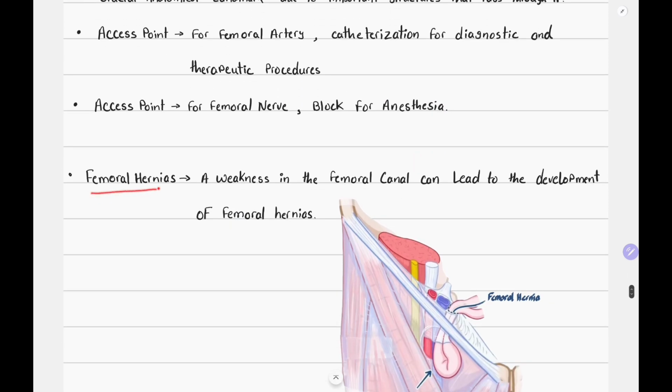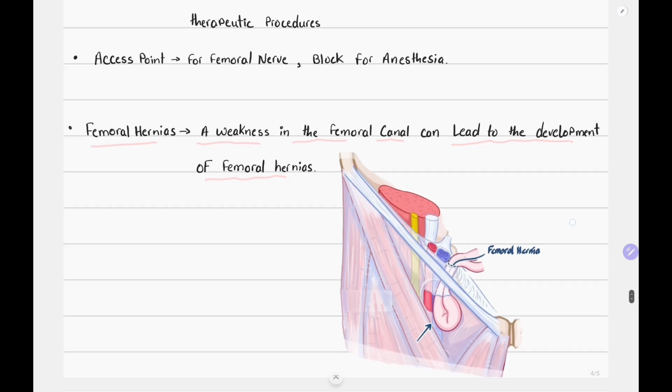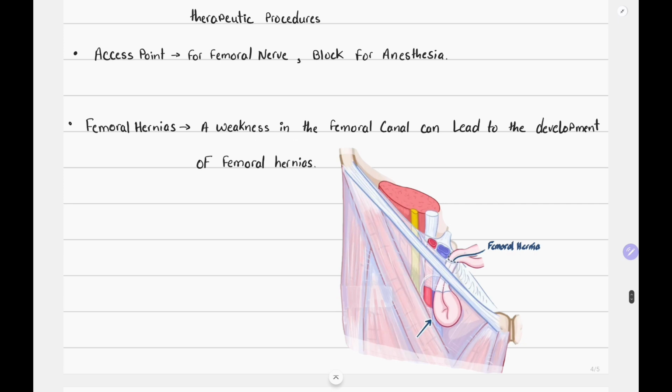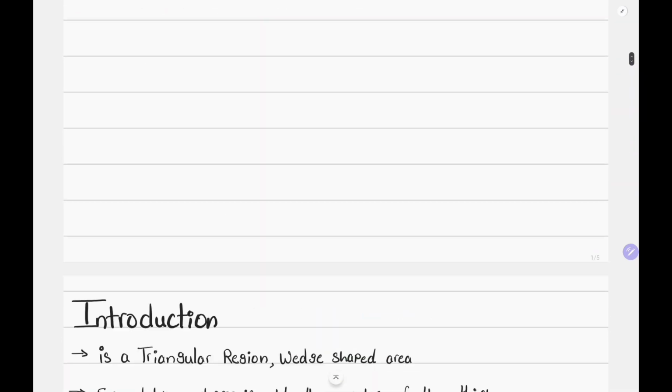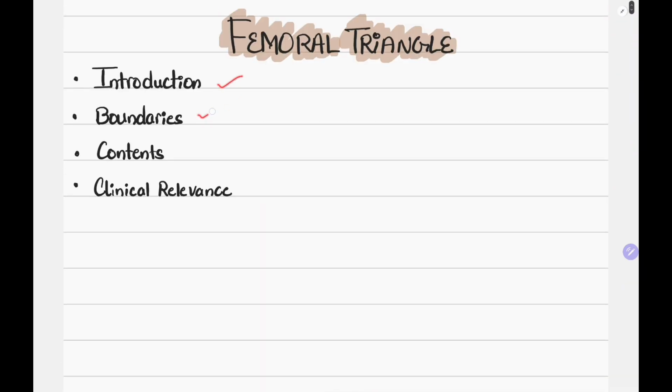Lastly, the femoral hernias. A weakness in the femoral canal can lead to the development of femoral hernias. I have already discussed femoral hernia in the femoral sheath topic, so do watch that video, as this topic and the femoral sheath are correlated to each other to a very great extent. So we have completed the introduction, boundaries, contents, and clinical relevance.